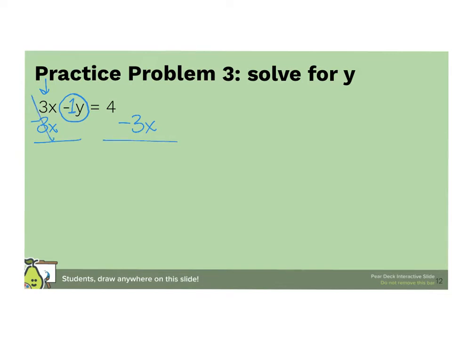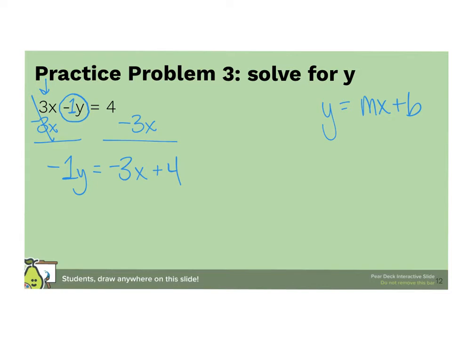So now the x is gone. All that's left on this side of the equation is a negative 1y. And I bring everything else down, bringing the negative 3x first because, as always, it's y equals mx plus b. So I want the mx to go first.